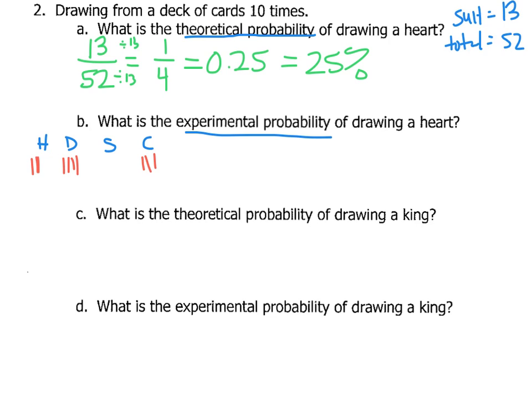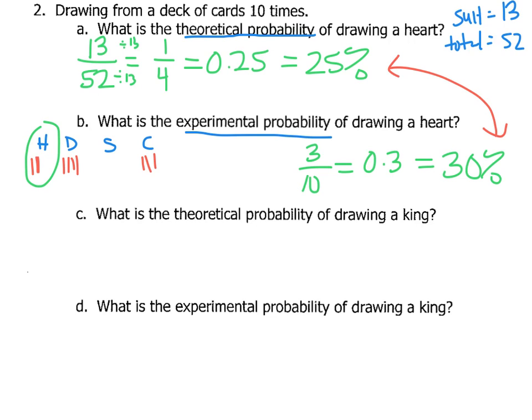Okay, so the experimental probability of drawing a heart, I ended up getting 3 hearts out of 10 draws. So my experimental probability is 0.3, which is 30%. So you can see it was close to the theoretical probability, but not exact. All right, the next one says, what's the theoretical probability of drawing a king?